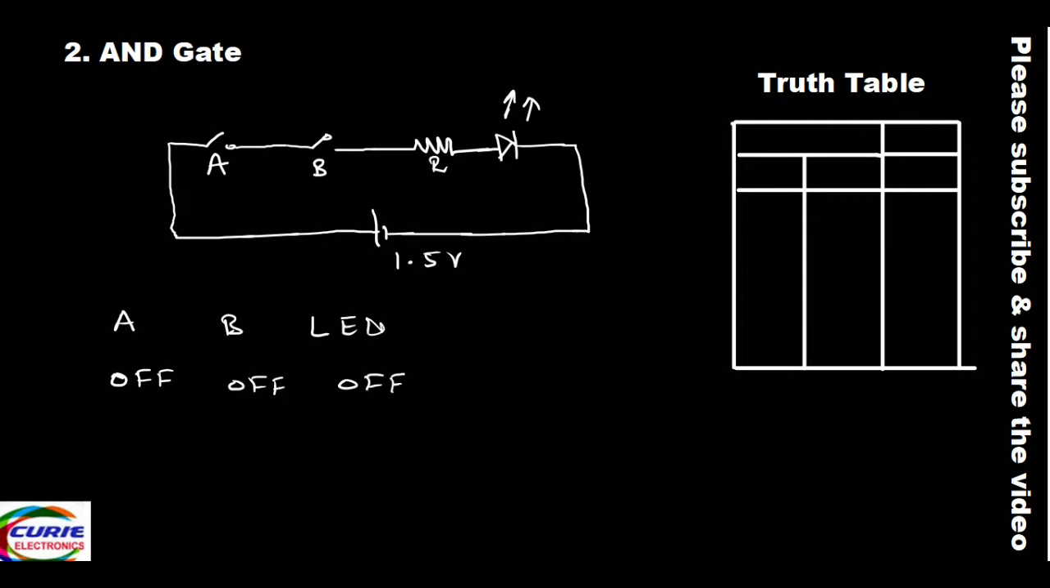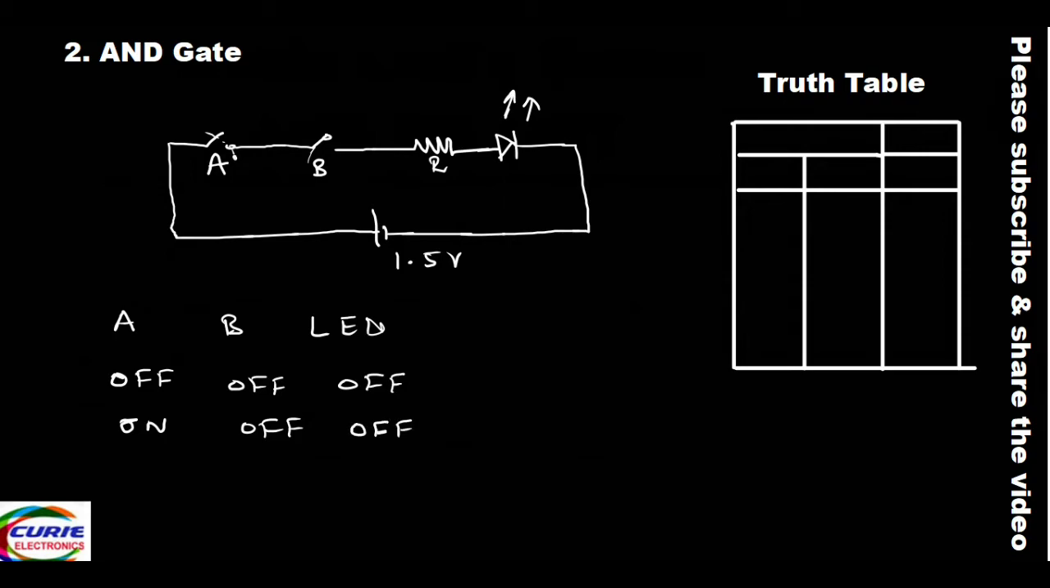Again, I'll make switch A on and switch B off. What happens to the LED? Now one switch, A, is closed. See, A is closed here. But switch B is open, so the circuit is open. Current cannot flow, so the LED is going to be off.